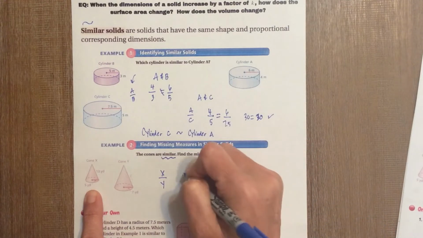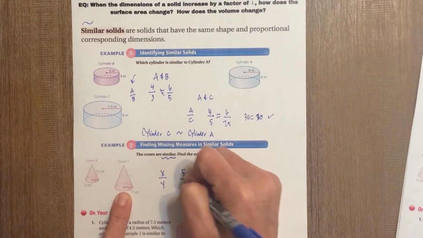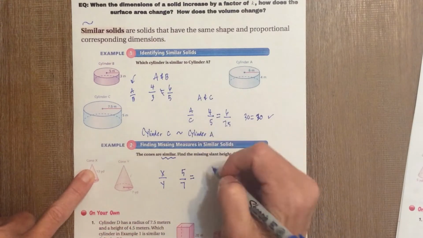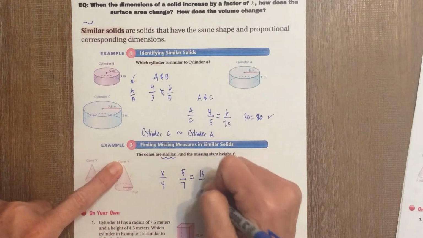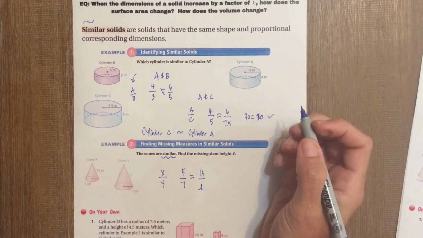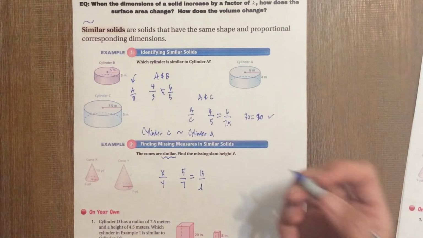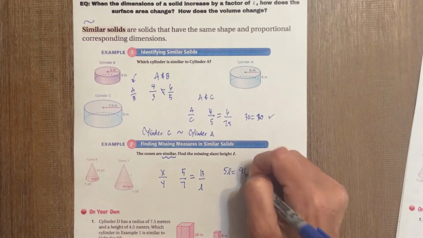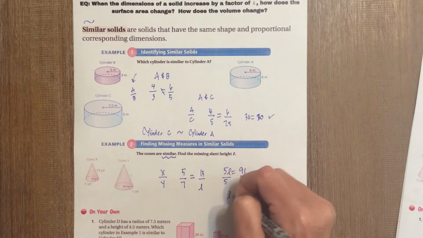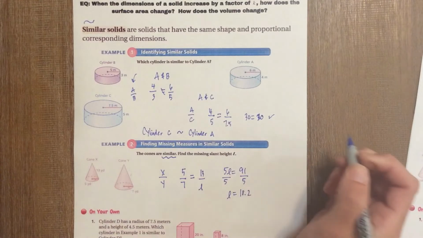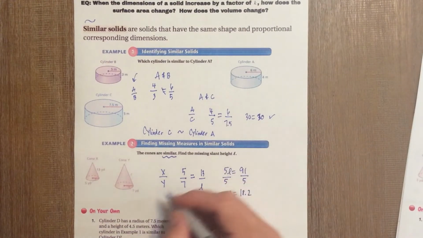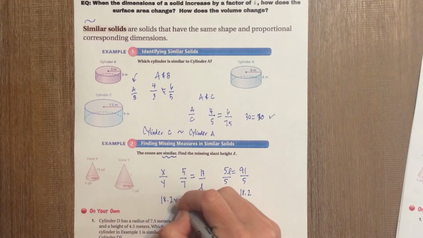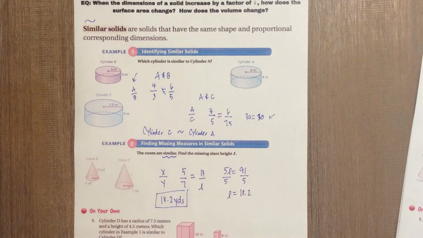So the radius of X is 5 over the radius of Y, which is 7, and is that equal? Yes, it is, because we know they're similar. The slant height of X over the slant height of Y, which is my unknown, and they have a cursive L there. And then solve your proportion. 5 times L equals 7 times 13, which is 91. Divide both sides by 5. L is equal to 18.2. So the slant height of cone Y is 18.2 yards. Do not forget your units, okay?